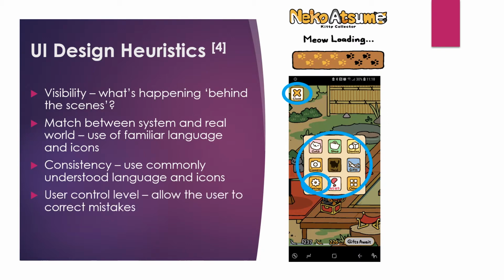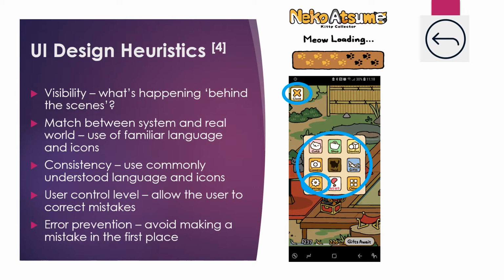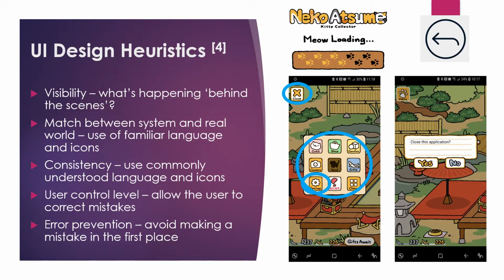The next thing to take a look at is letting the user have some control over the system. If they make a mistake, allow them to go back. So you have this back button. And then the last thing is going to be error prevention. Avoid making a mistake in the first place. So what you can do is show this screen. So if I wanted to exit out of this game, it'll ask me, close this application, and then I can choose yes or no.